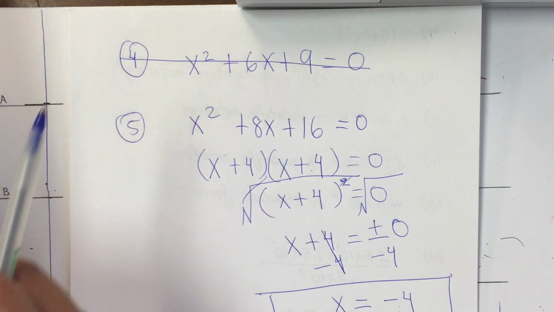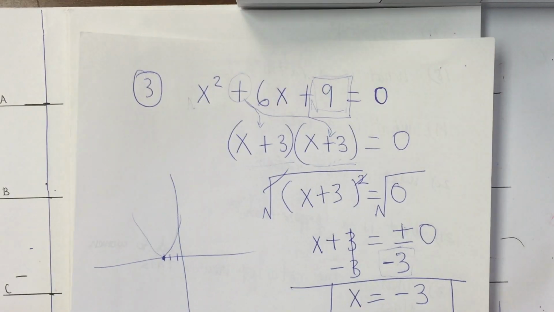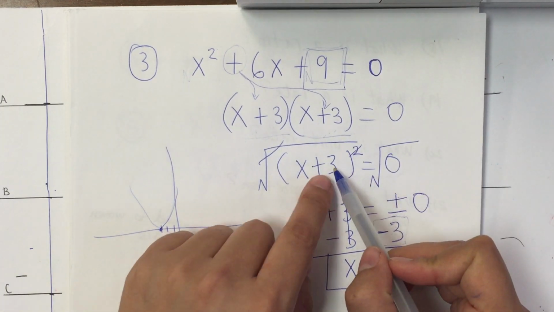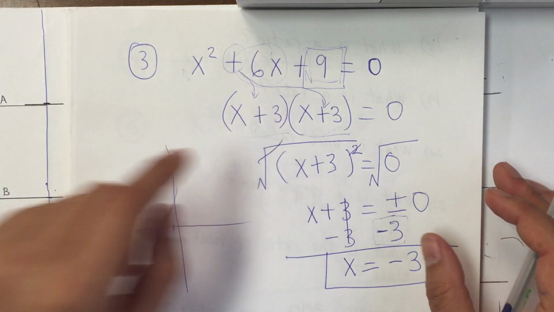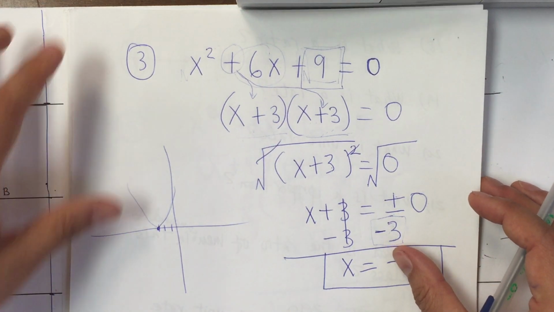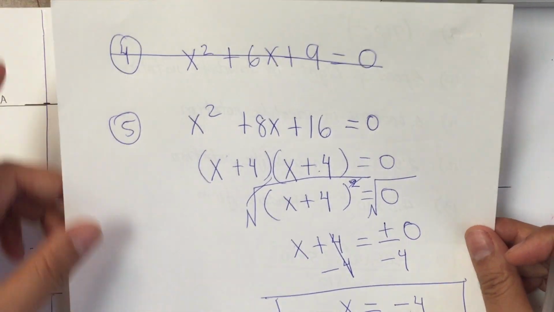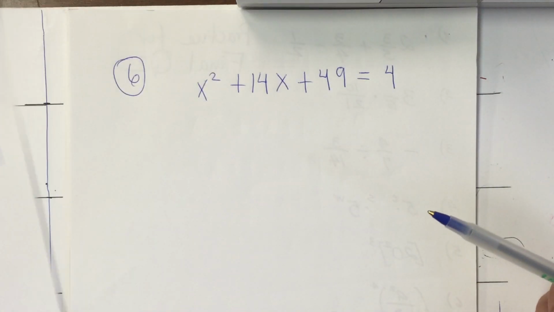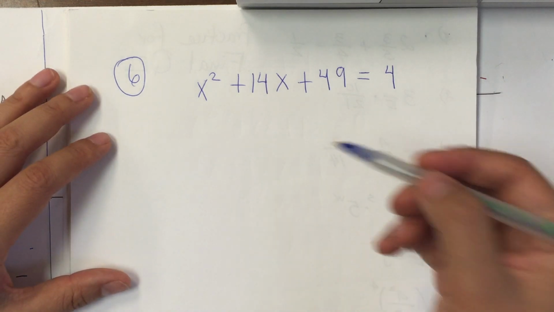Actually, this was supposed to be number 4. For number 3, again, this number is half of the middle term. Okay, and maybe that's going to be important later on for the next topic, but I just want you to start looking at that.